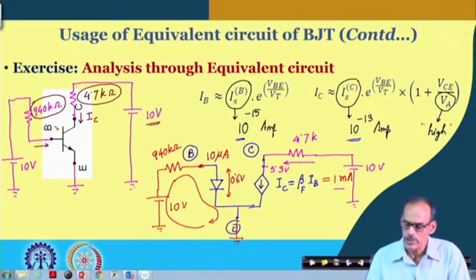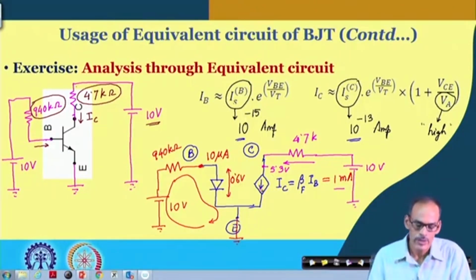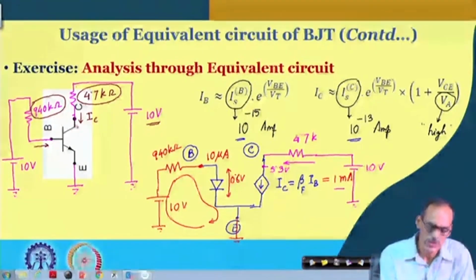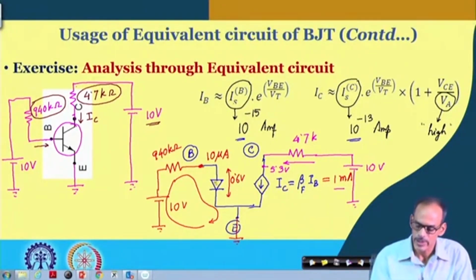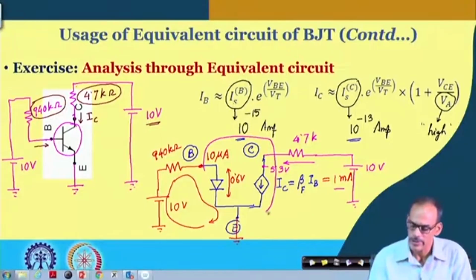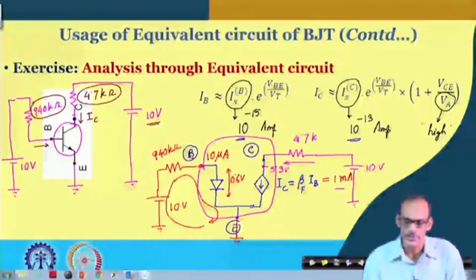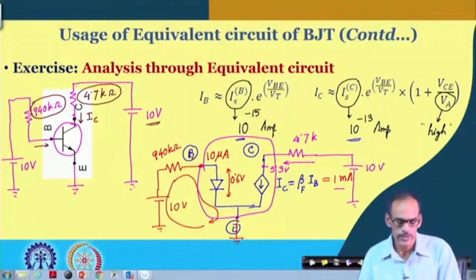So, this gives you some idea, and in fact, that ensures that the device is in active region of operation. So, this is a simple method of finding the different branch currents of a circuit involving a BJT. So, this BJT, as I said, we can simply replace by its corresponding equivalent circuit. We can do more practice on this one.